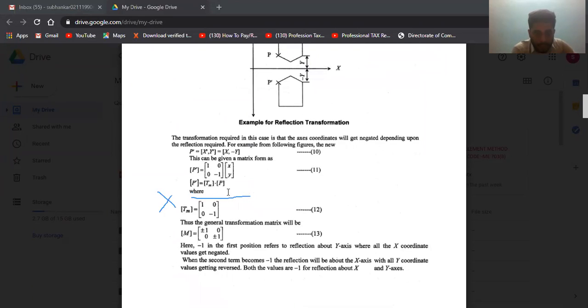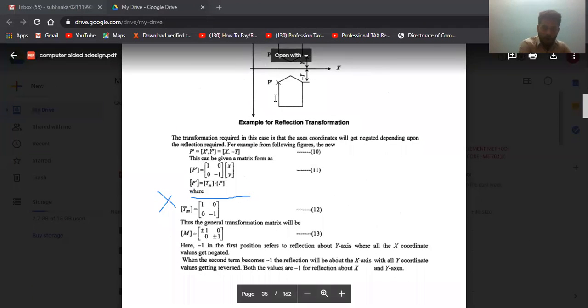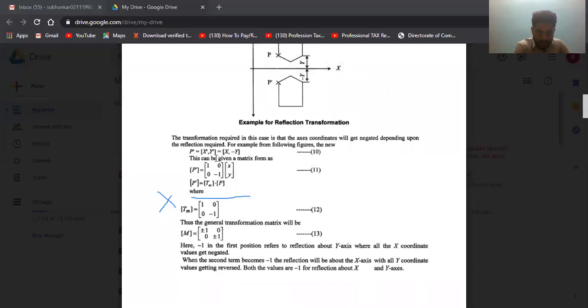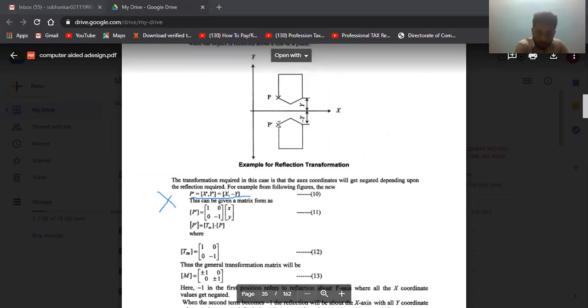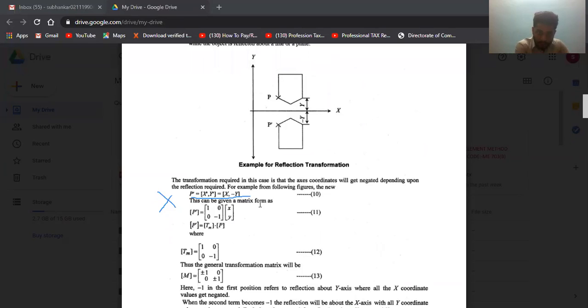So if I want to write that in matrix form, that is P dash. P dash means the coordinate of the new point. Row matrix x dash, y dash is nothing but equal to x, this is x only positive, and minus y. That means P dash is equal to, in matrix form, x, 0, 0, y. In x, nothing has been changing. Fine. So 1, 0, 0, -1.